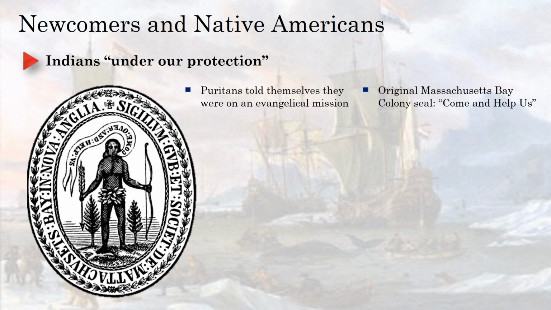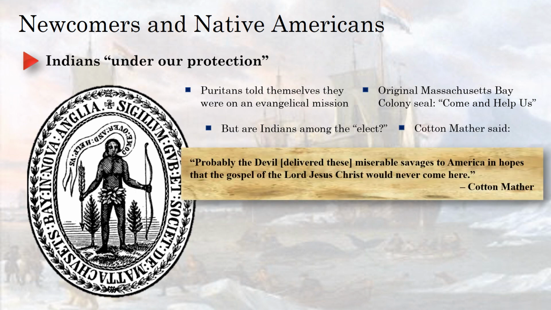And that text bubble says, "Come and help us." Meaning they're imposing on the Indians a belief that the Indians want them to come and spread the message of Jesus. But the nagging question that the Puritans have is, can these Indians really truly be among the elect? I mean, we left so many heathens back in Europe. How could we really find true Christians here in America?